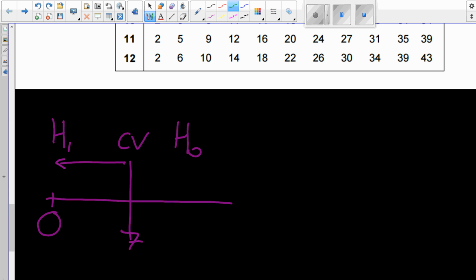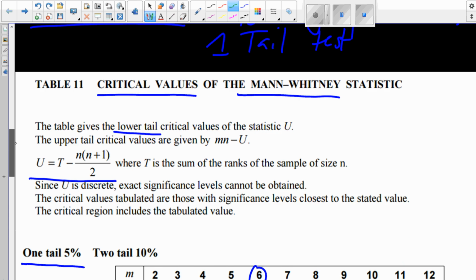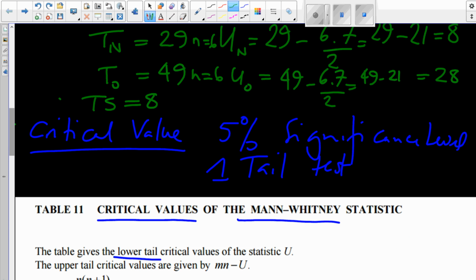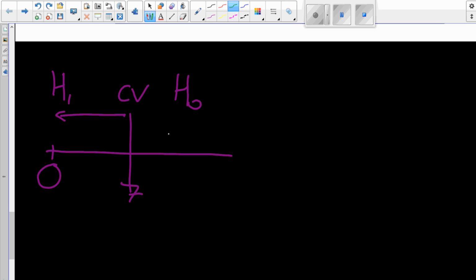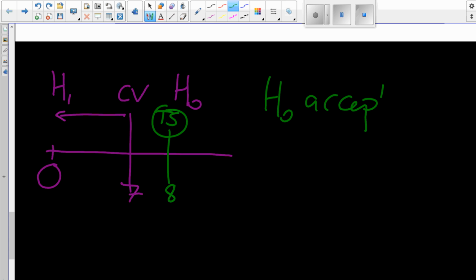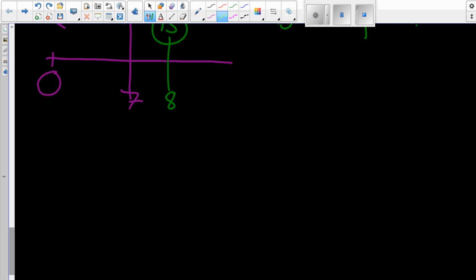We sorted out our test statistic earlier, so let's pick that up from where we got it earlier. That was 8. So let's mark that on here, and it's to the right of our critical value. The test statistic is to the right, so we're not in the critical region, we're back in the main region, so H0 is going to be accepted. That's the core decision, isn't it? And now we've got to write our context statement.